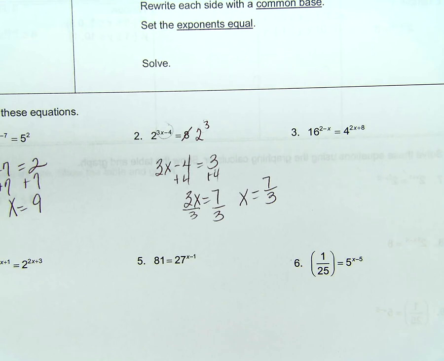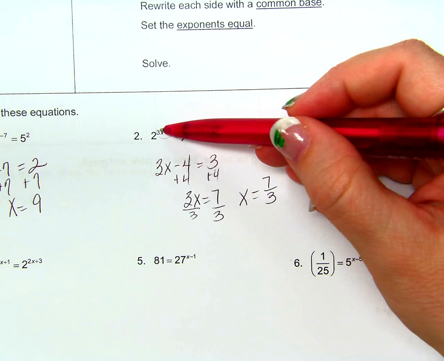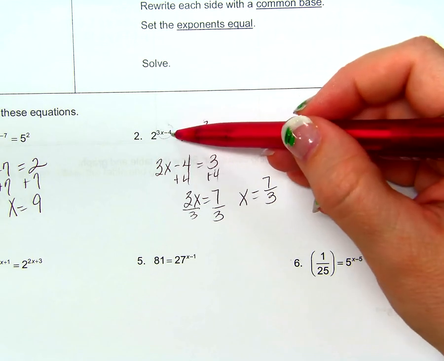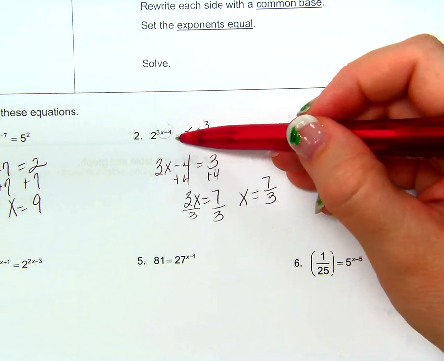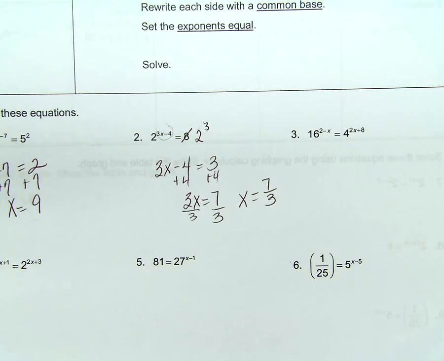How do we know for sure that's the answer? Plug it in. 7/3 times 3 is 7. 7 minus 4 is 3. 2 to the 3rd power equals 2 to the 3rd power. Yes, it does. Okay?